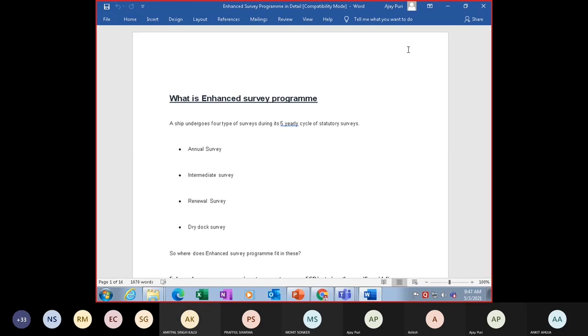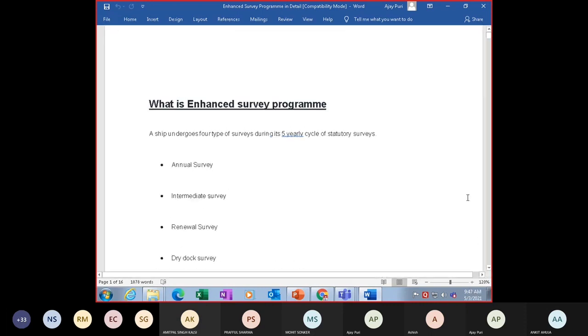Fatigue measurement is done by checking your thickness of plating. Now I'm doing ESP, let me tell you how they check, I'll show you that. I'm doing this quickly, you have 13 minutes, I'll finish it quickly. So basically ESP is provided by your company to your flag state and accordingly you make the program. They approve it, then you do this.